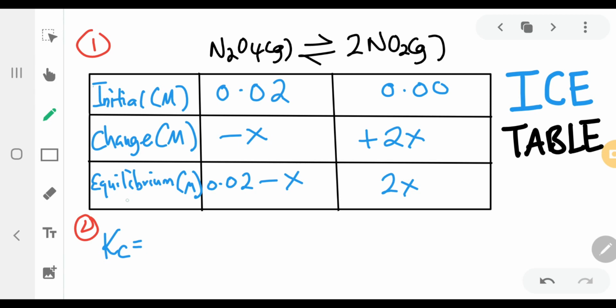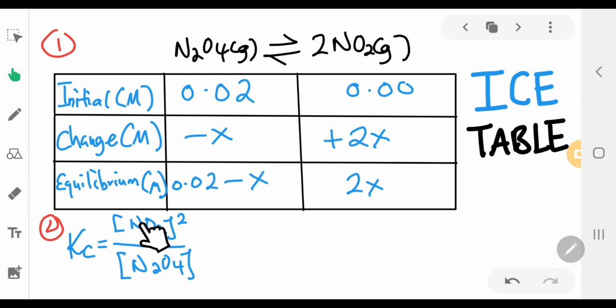So the KC expression would be concentration NO2 to the power of 2 over concentration N2O4. This is very, very important for you to write. If you do not write this, you will not get your 1 mark for your KC expression. We have learned how to write the KC expression in another video. If you have watched it and you have forgotten, it's better for you to go and rewatch that again.